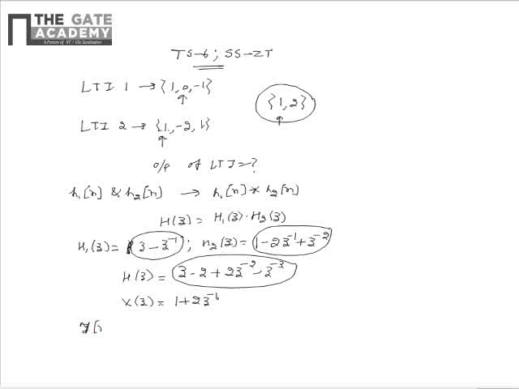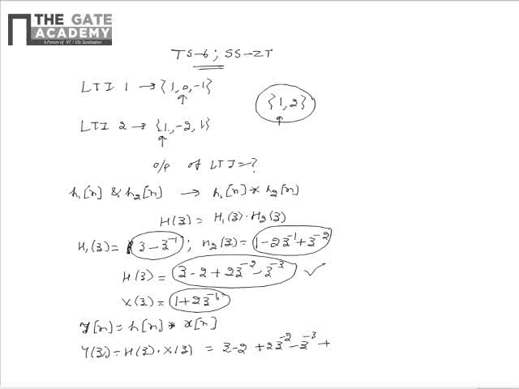So the output y of n can be written as h of n convolved with x of n, where h of n is the cascaded system's impulse response. In z transform domain, Y of z is equal to H of z multiplied by X of z. That is, upon multiplying H of z that we obtained along with X of z, we see that Y of z can be written as z minus 2 plus 2z power minus 2 minus z power minus 3 plus 2 minus 4z inverse plus 4z power minus 3 minus 2z power minus 4.